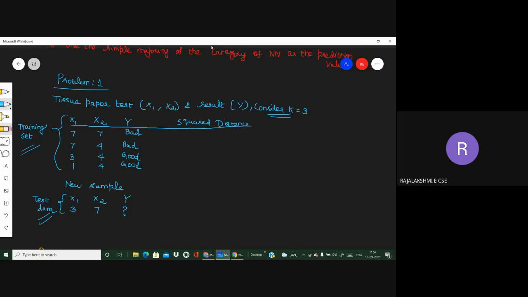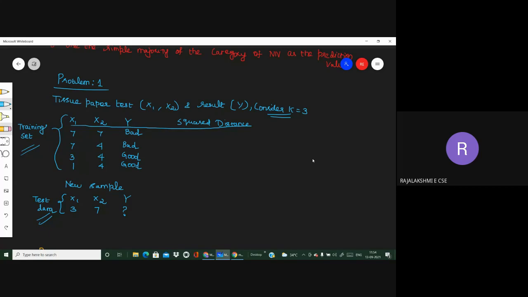So what is the value? Square distance, I'll be calculating here. This sample value is 3 and this is 7. What is the squared distance formula?